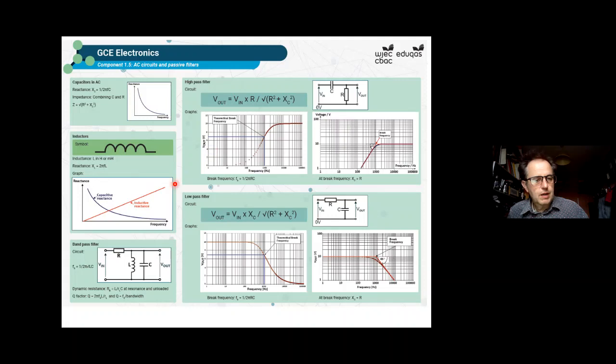When it comes to filters which give us resonance, an important point to remember on the curves is the capacitive reactance and the reactance of the inductor at that particular point. That's where resonance happens. You've got your bandpass filter, a little bit more complicated, using the inductor and the capacitor. We'll have a look at those.